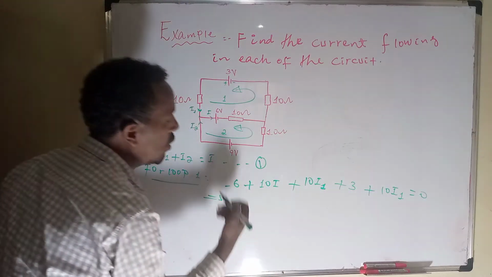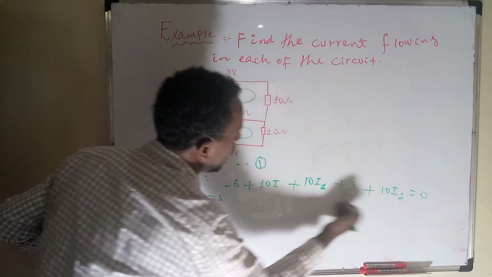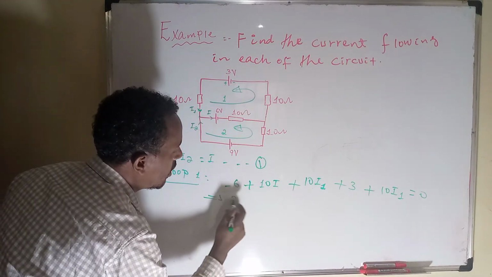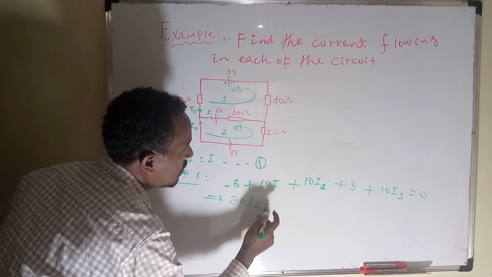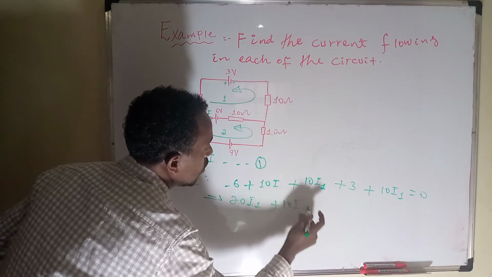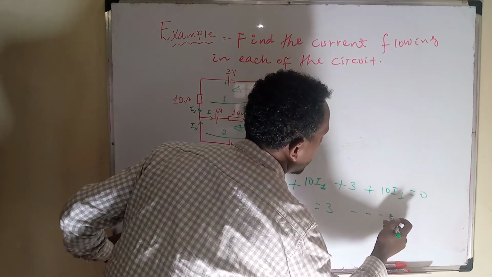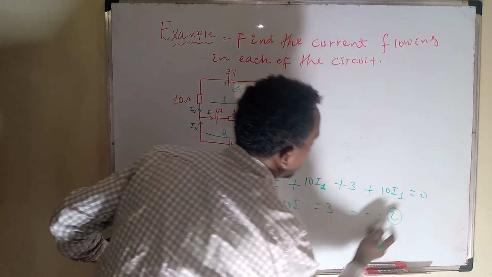-3, moving it to that side becomes +3. 10 I1 plus 10 I1 is 20 I1, plus this is 10 I, which equals 3. This is equation 2.